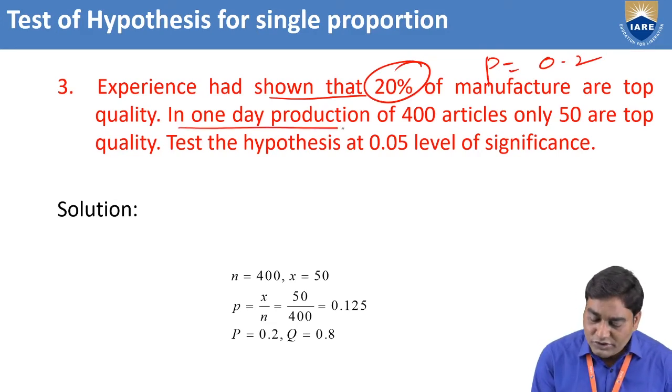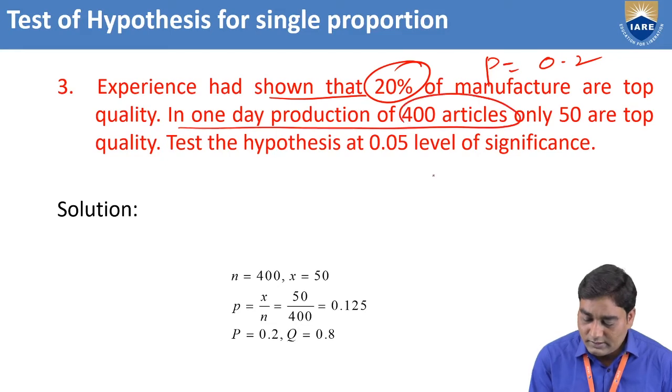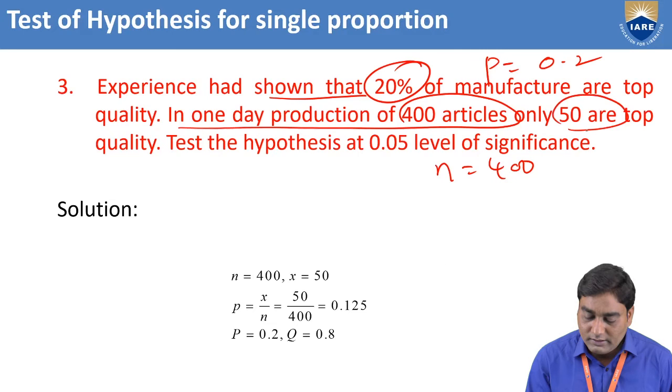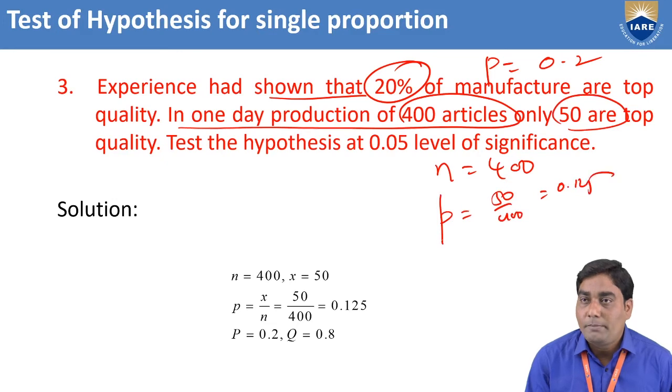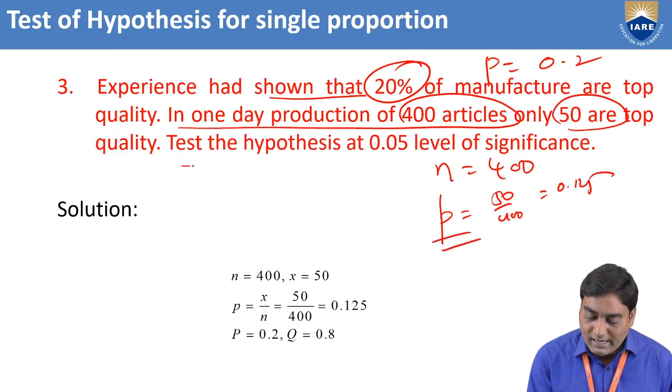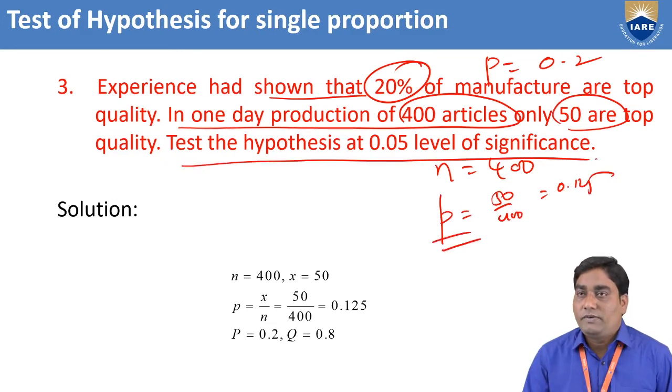In one day's production of 400 articles, a large sample, only 50 are top quality. So small p we can calculate as 50 by 400, which is 0.125. The sample proportion is given. Test the hypothesis at the 0.05 level of significance.